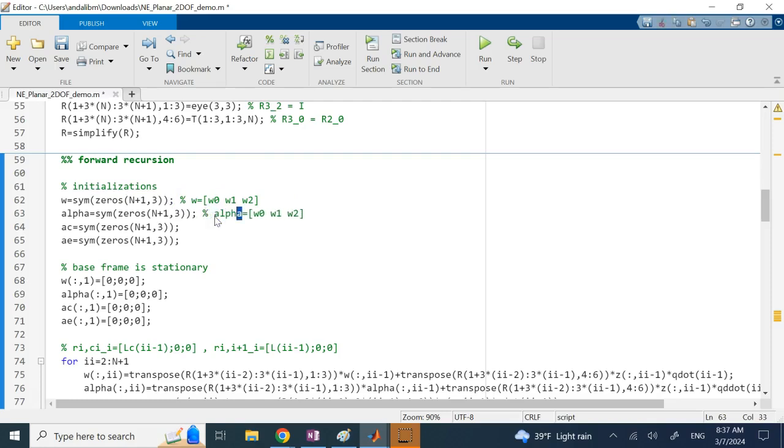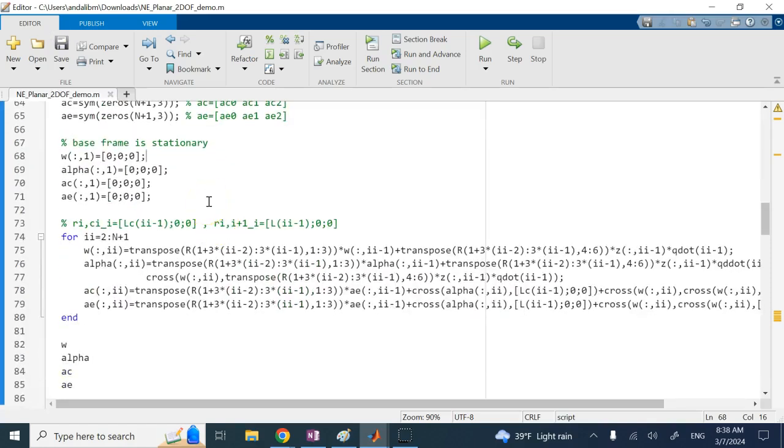And same thing goes for alpha, and same thing goes for AC and AE. There we go. So I added all the comments for you so you can easily read it.